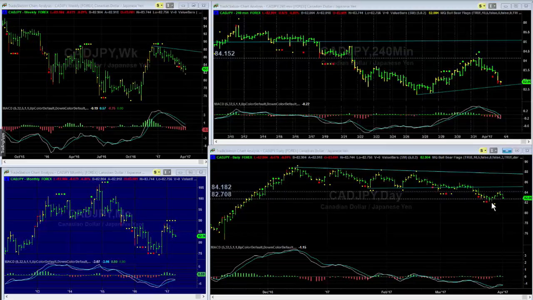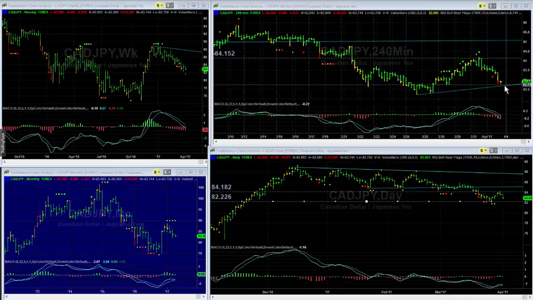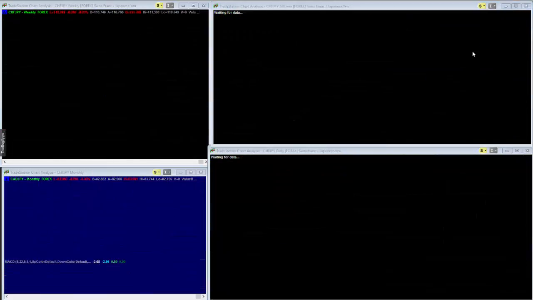So now we could move this down and watch the break point for that point of 82.226 for a move lower. It looks like it's starting to lose a little bit of steam here. So let's see what happens as it approaches this line here. That line is currently, for right now, 82.64. Of course, that'll move up as the line moves up.